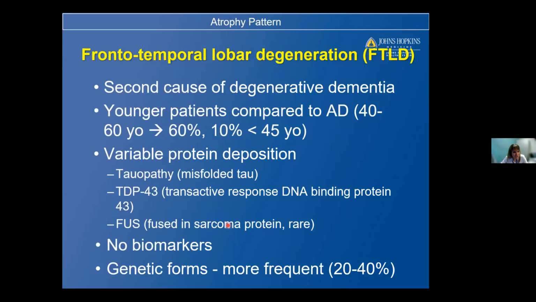There are variable proteinaceous inclusions. There is the tau, the misfolded tau protein. There is TDP, which stands for transactive response DNA binding protein 43. And the FUS, which stands for fused in sarcoma protein, which is rare. There are no definite CSF biomarkers as we have for Alzheimer's disease. And the majority of cases are sporadic. However, 20 to 40% may relate to an autosomal gene.